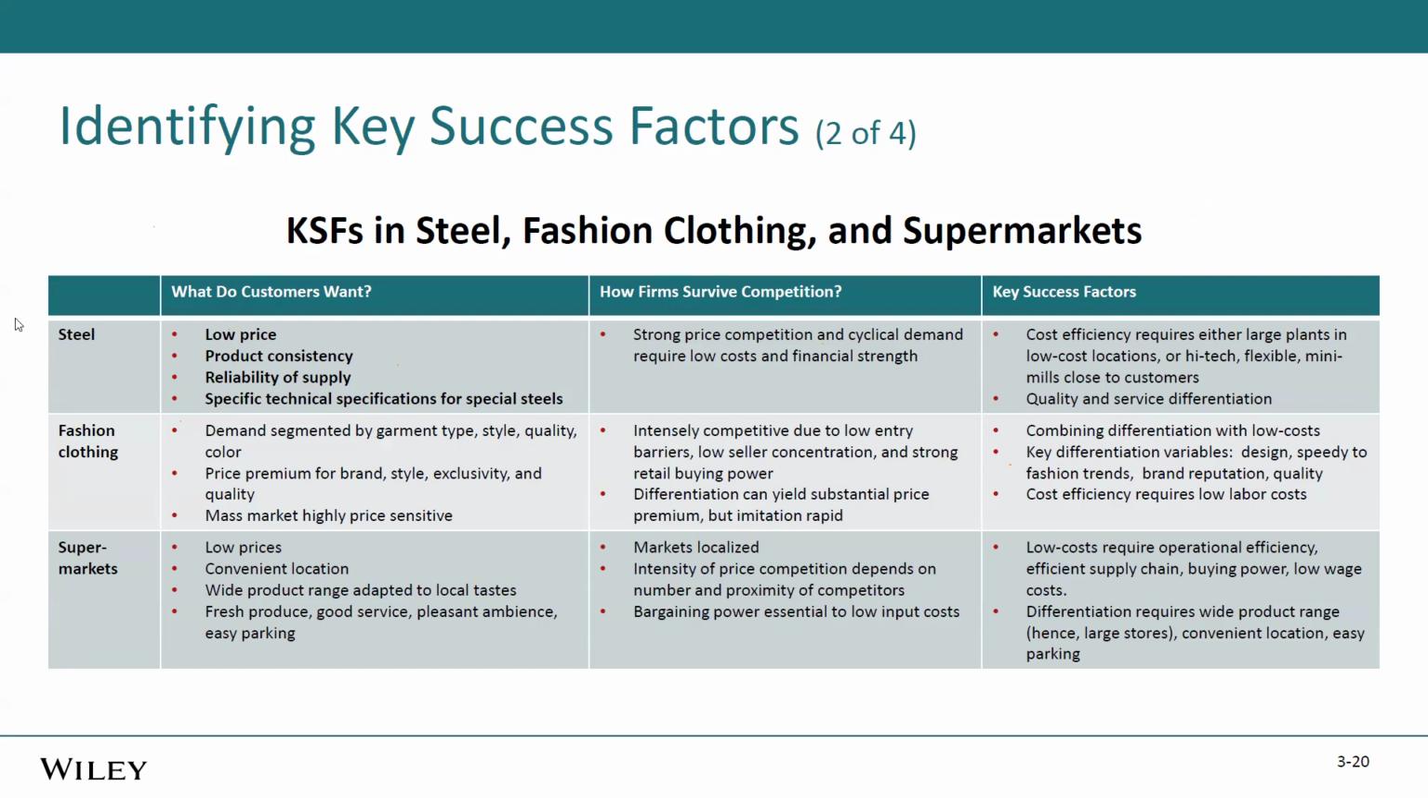I won't read all these examples, but here we have different customer wants for each industry. Customers who are looking at fashion will have different wants than a business-to-business steel buying company, or customers buying from a supermarket, who have different desires than they do for their clothing. What do firms need to do to survive? What's the basis of competition?